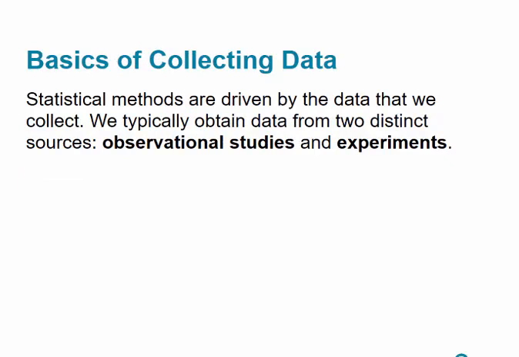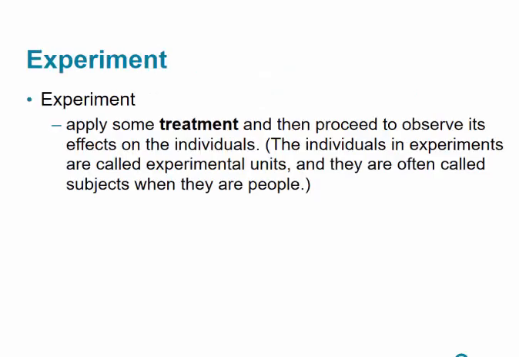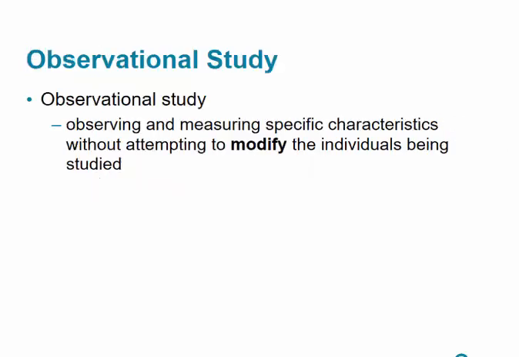So statistical methods are driven by the data that we collect. So we typically obtain data from two distinct sources. It's either observational studies or experiments. And so an experiment applies some treatment and then proceeds to observe its effect on the individuals. And this is usually in a medical study. So individuals in experiments are called experimental units or cases, and they are often called subjects when they are people. An observational study is observing and measuring specific characteristics without attempting to modify the individuals being studied.